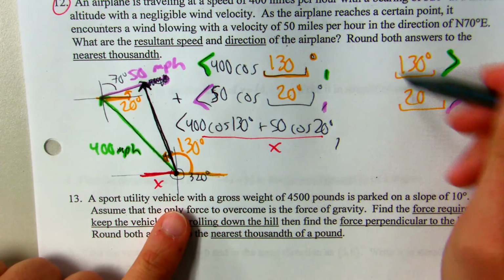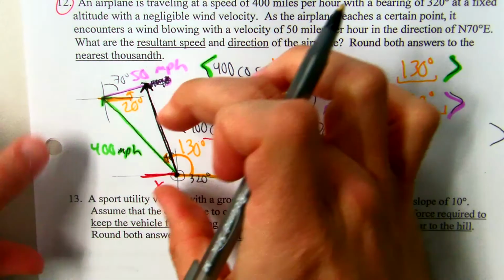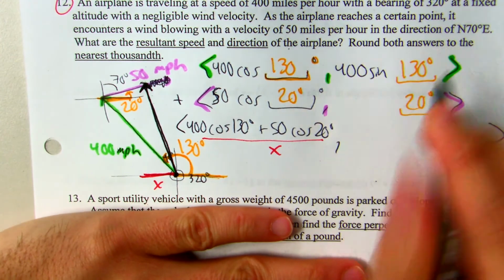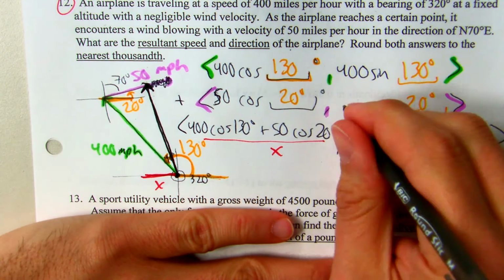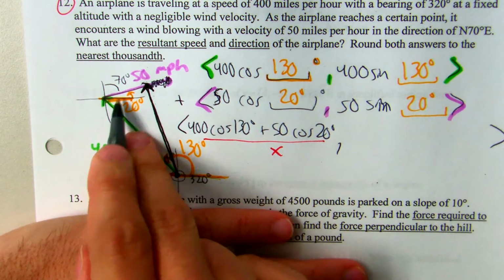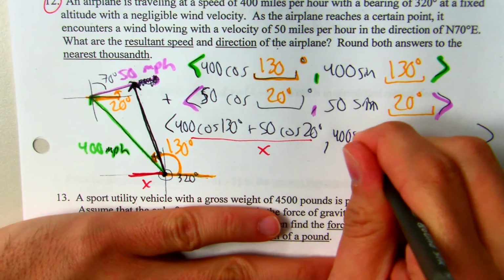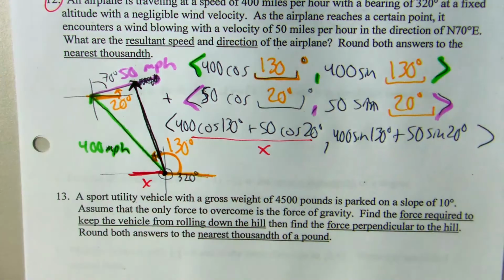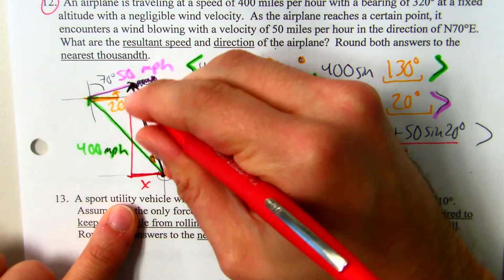Okay, same logic for the vertical component. This one's going up, this one's going up. So I need to figure out how much this one's going up, and that would be 400 sine of 130. I get to reuse that angle. And this would be 50 sine of that angle. I get to reuse that. Add these together to figure out what's happening. It takes into account both of them. This is going to represent that distance.